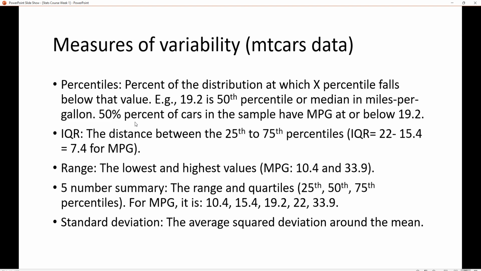So another useful measure of variability is our percentiles. They are the percent of the distribution that falls below a certain value. For example, 19.2 is the 50th percentile, or the median, in miles per gallon. 50% of cars in the sample have MPGs at or below 19.2.